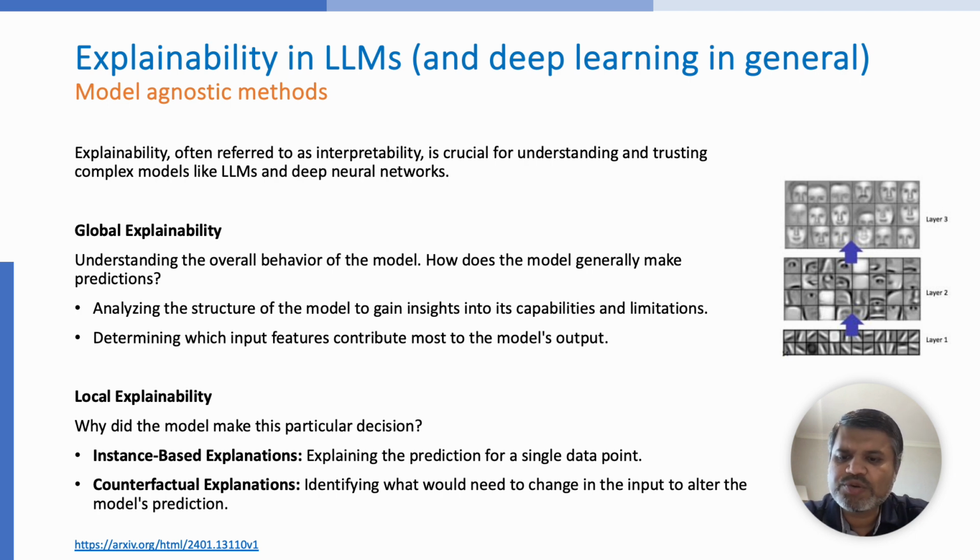There are methods that do counterfactual explanation, for example, what needs to be changed in the input so that the decision becomes different. In the case of classification, what needs to be changed in the input so that it is classified as a different class now. So I'll focus on local explainability, and within that also instance based explanation today.